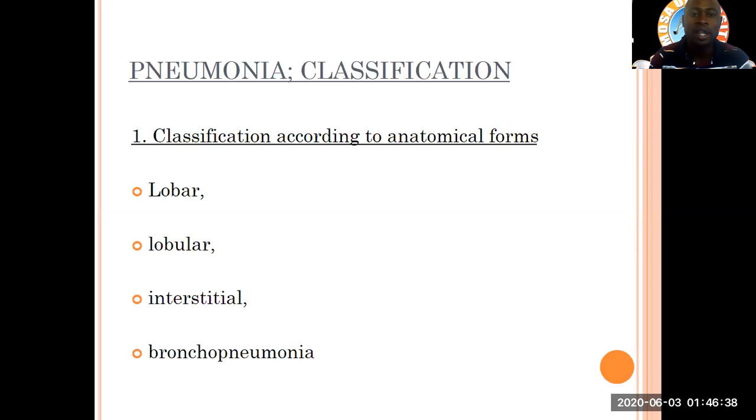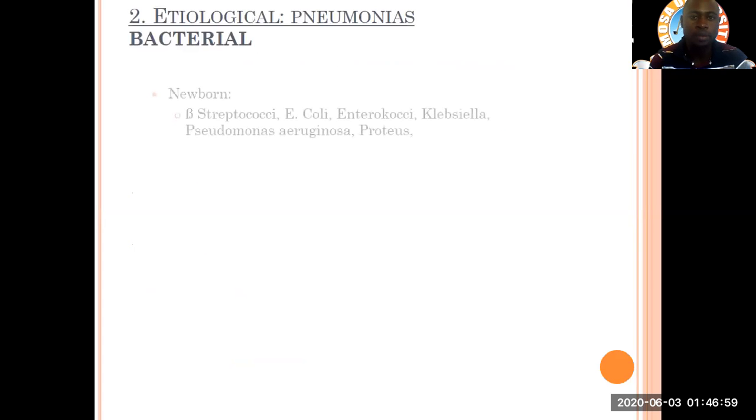So let us look at the classification of pneumonia. This classification is based on the anatomic forms, and when we talk about the anatomic forms, we look at the area which the infection has affected. So it can be classified as interstitial pneumonia, bronchopneumonia, lobular pneumonia, or lobar pneumonia.